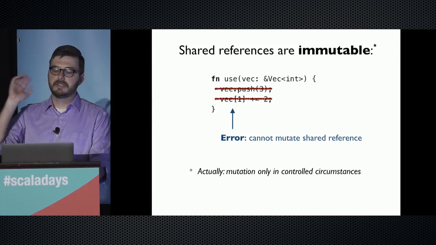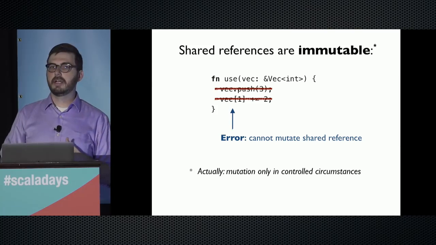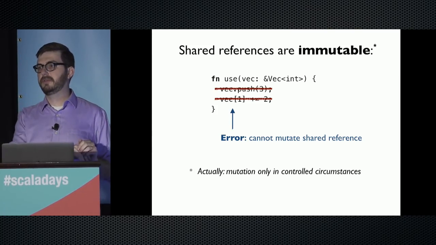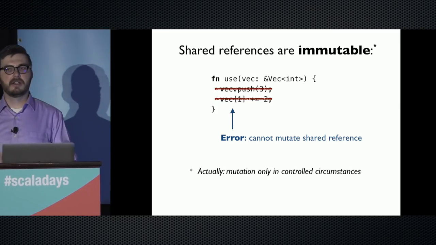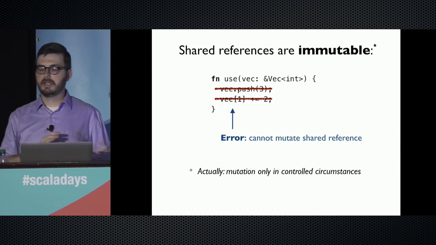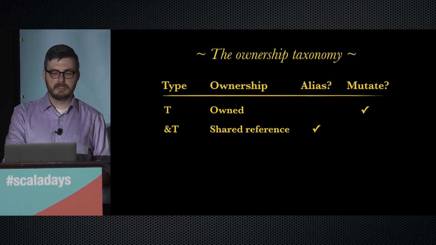And I'll put a little asterisk here. I'm giving you the sort of common case version. There are edge cases where you can safely mutate, and Rust gives you ways to do that. Right, so it's not a 100% strict discipline. There are ways to bend the rules, and I'll show you that a little bit later on. Okay, so that was shared references.